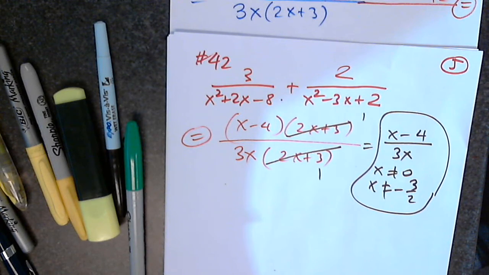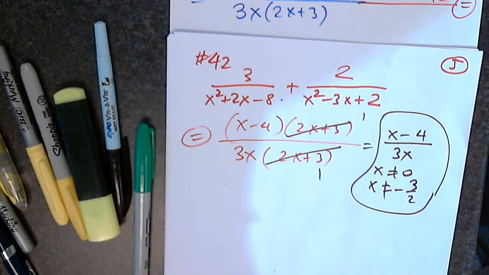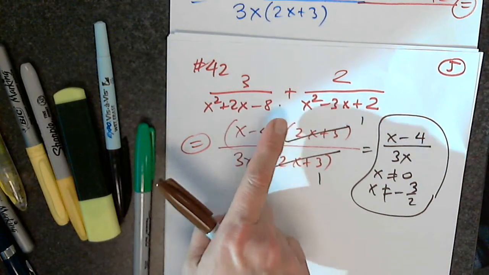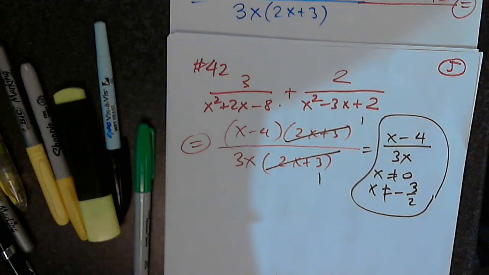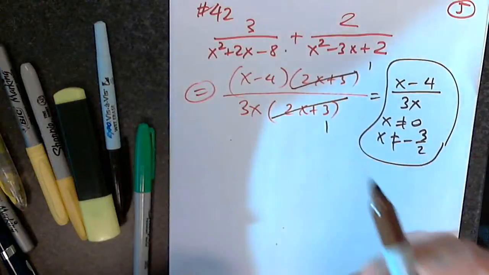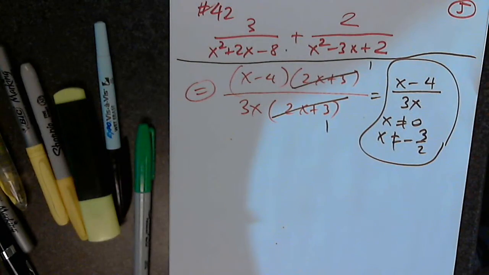Anyone? Okay, we're working on 42. Is it done already? No, okay, 42. 3 over x squared plus 2x minus 8 plus 2 over x squared minus 3x plus 2. Yes. Yes, sorry. I thought you were working on that problem. Sorry. A different problem.